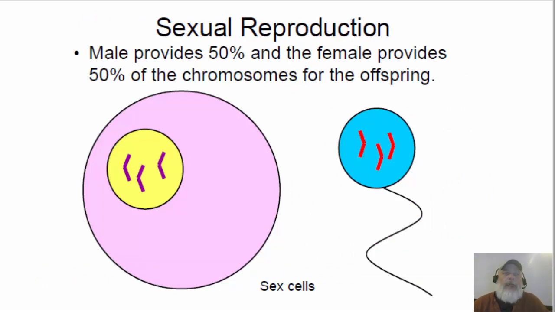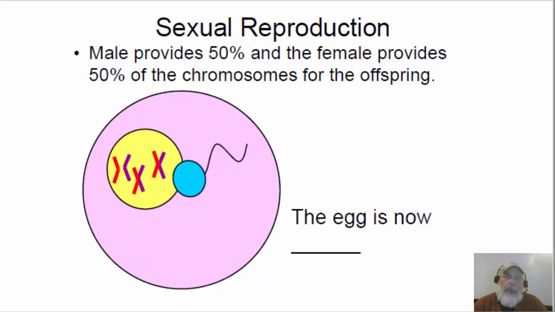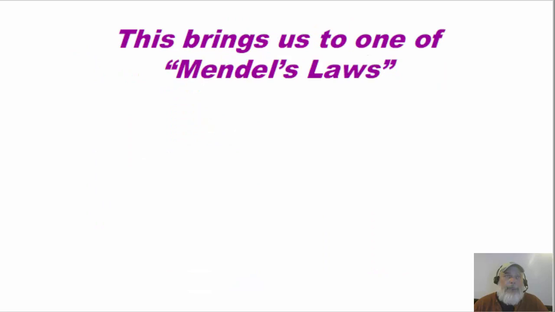In sexual reproduction, the male provides 50% of the chromosomes, and the female provides the other 50% of the chromosomes. The male sex cell is called the sperm. Now, when the sperm and the egg cell combine those chromosomes, the egg is now considered to be fertilized.